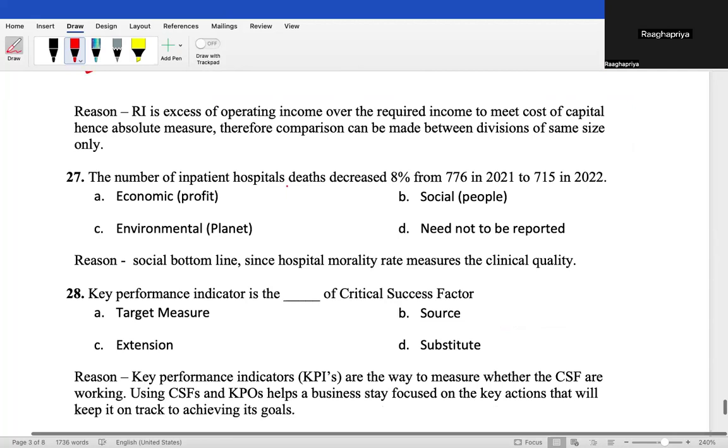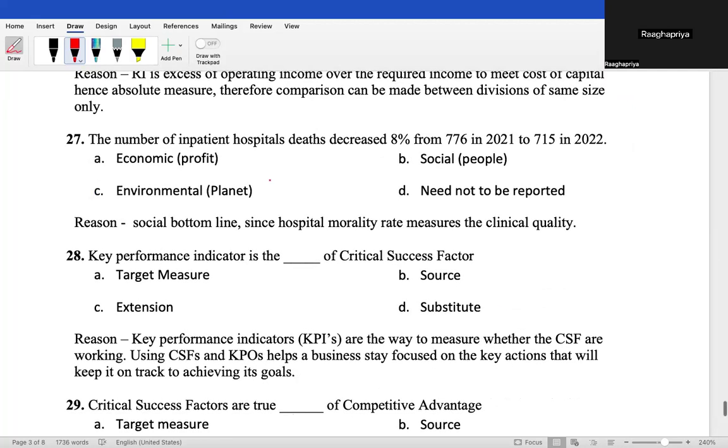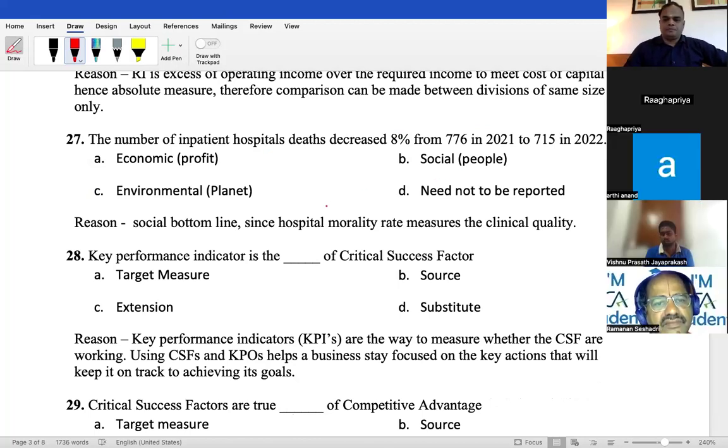Question 27. The number of inpatient hospital deaths decreased 8% from 776 in 2021 to 715 in 2022. Yeah, deaths have decreased in the hospital. Option A, economic. Option B, social. Option C, environmental. Option D, need not be reported. Social. They are taking care of the patients properly.